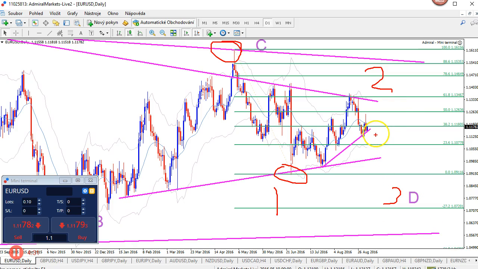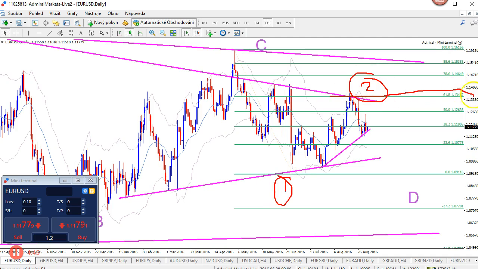We're now probably starting the third part of that wave D. And if you put a fib on the first part of the wave D, you can see the price stopped at the 61.8 fib right there.